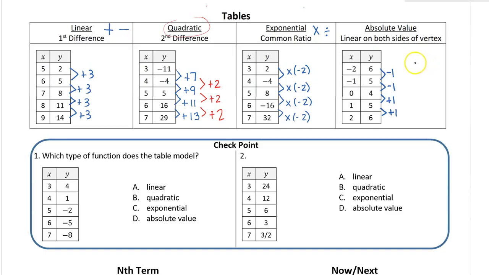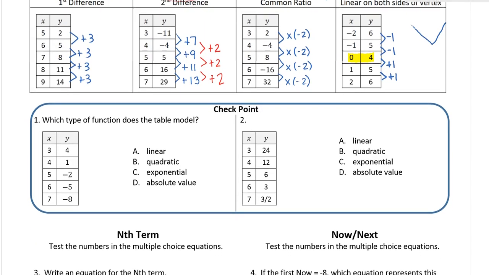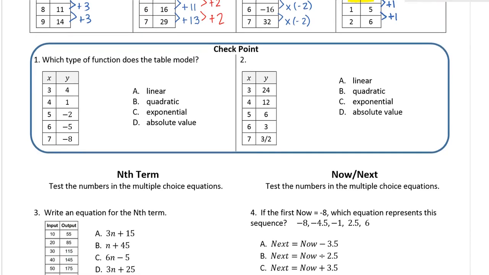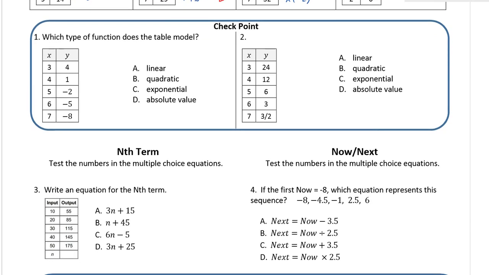It means that we are going down 1 over 1, down 1 over 1 until we hit that vertex, and then we begin going up 1 over 1. So our vertex would actually be at (0, 4), where it takes that turn. Okay, so go ahead and try the 2 checkpoints, show your work in your packet, and submit your final answer.